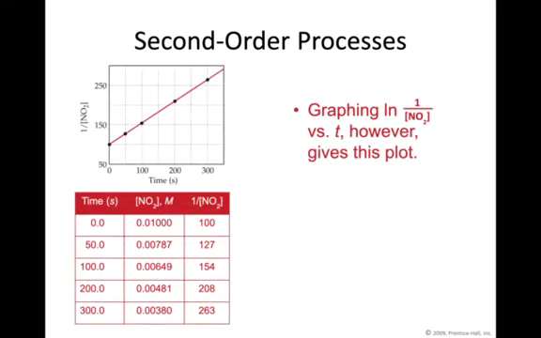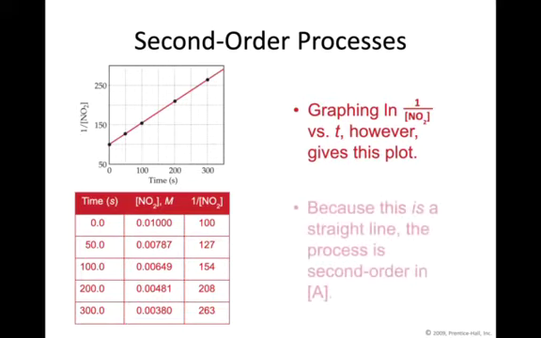Second order is very similar. So for our earlier, no, this is a different example. Second order is similar, but instead of graphing the natural log of the concentration, graphing 1 over the concentration is what gives us a linear plot. So if we've got a series of plots and the linear one is 1 over the concentration, that would indicate to us that this is a second order process.